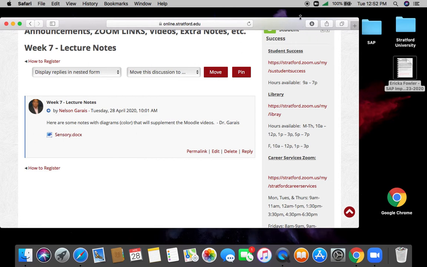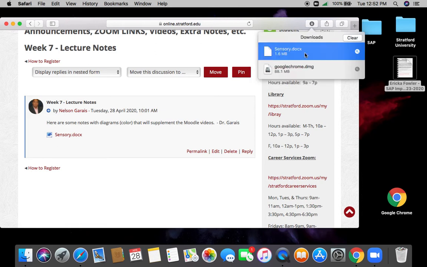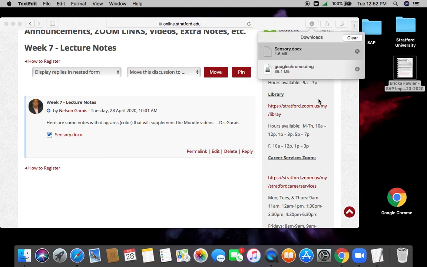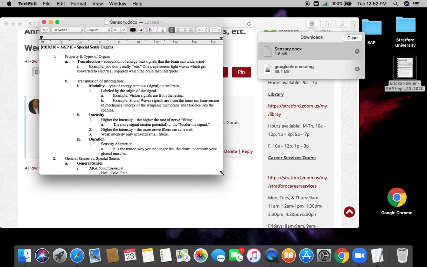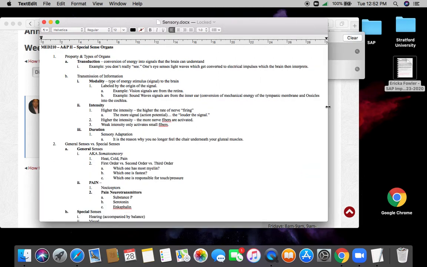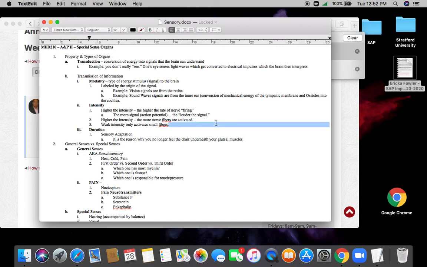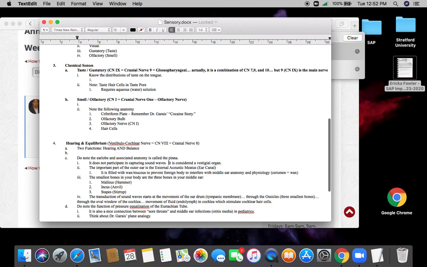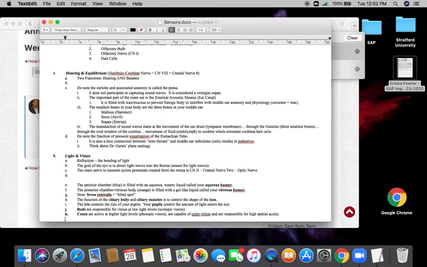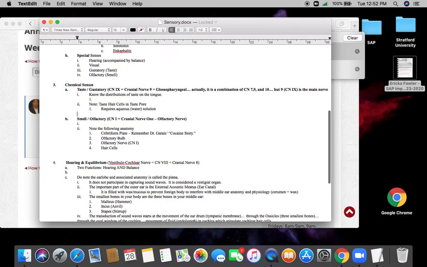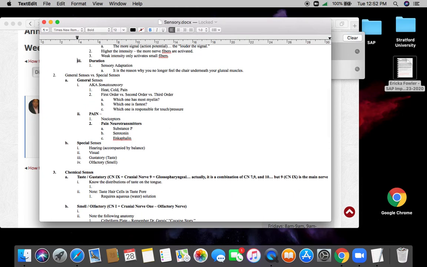Sensory. Let me open it up. Let's see if we can actually. It's got some pictures in it. Let me see if the pictures downloaded. Just checking. I don't think so. Well, not here, but I have Microsoft Word online.